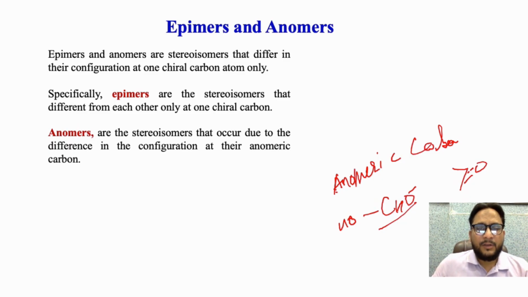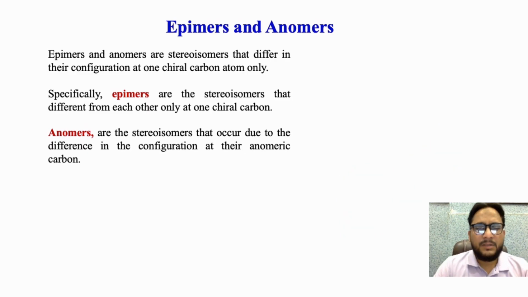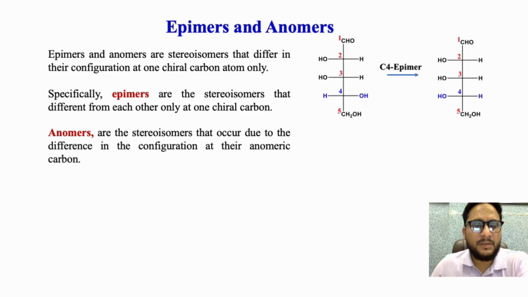So if the configuration is different at the anomeric carbon, then they are called anomers. But if the configuration is different at any other chiral center except the anomeric carbon, then they are called epimers. This is the basic difference. And with the help of examples, it will be easier for you to understand the concept. So first, see this example.